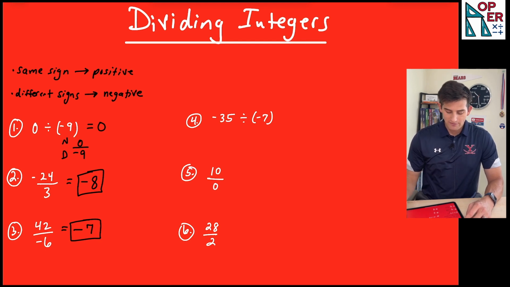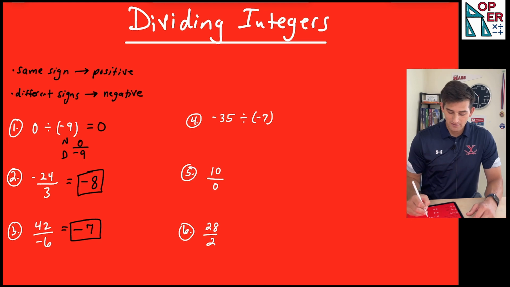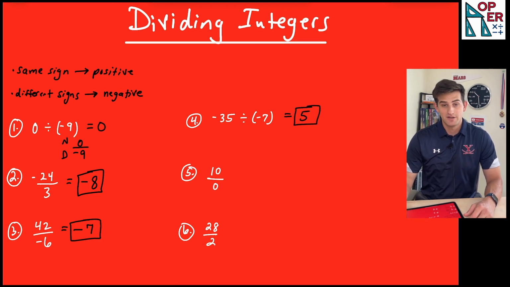All right, number 4, we have -35 divided by -7. So now we have two negatives dividing, same sign, so our answer will be positive. And now let's just think, what's 35 divided by 7? That is just 5. So our answer for number 4 would be +5.